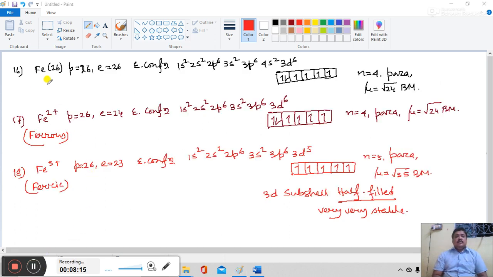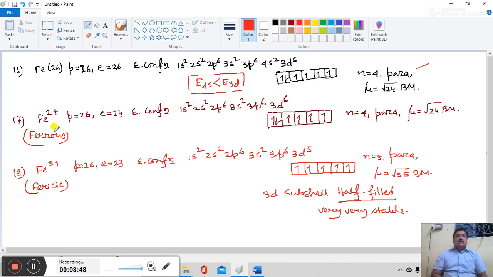Next example is Fe, having atomic number 26. Its configuration is 1s2 2s2 2p6 3s2 3p6 4s2 3d6. Since the energy of the 4s subshell is less, electrons first come to the 4s subshell, then the 3d subshell. Here the number of unpaired electrons is 4. It is paramagnetic, and its magnetic moment value is root over 24 BM.